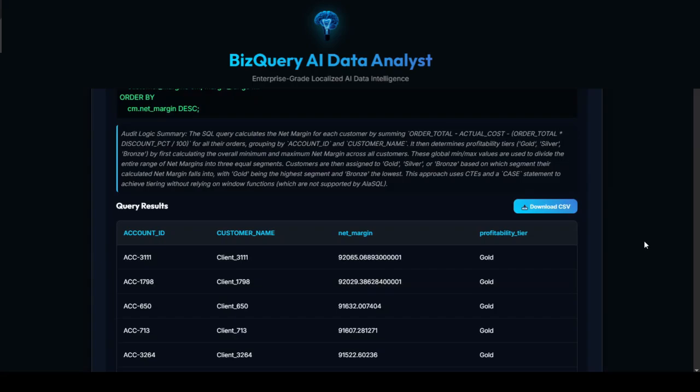BizQuery AI ensures that each account is treated as a unique entity, mapping financial data to specific customers without duplicating rows, even if they appear in multiple regional or product datasets.